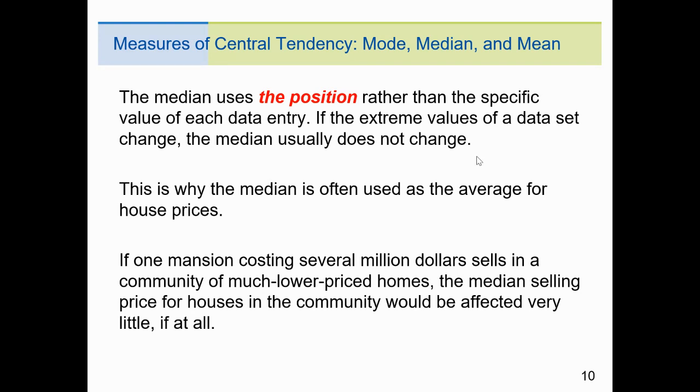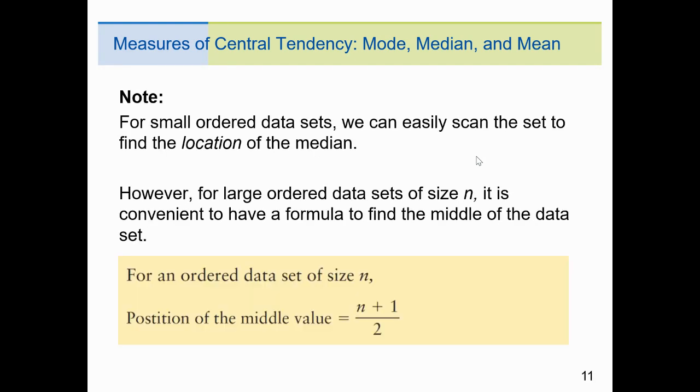If the extreme values of a data set change, the median usually does not change. That's why we use it for prices of houses. You get a mansion selling for several million dollars in a community with much lower priced homes, and the median of the houses would not be affected by that extremely high dollar value house. For small data sets, we can scan the set to find the location of the median.